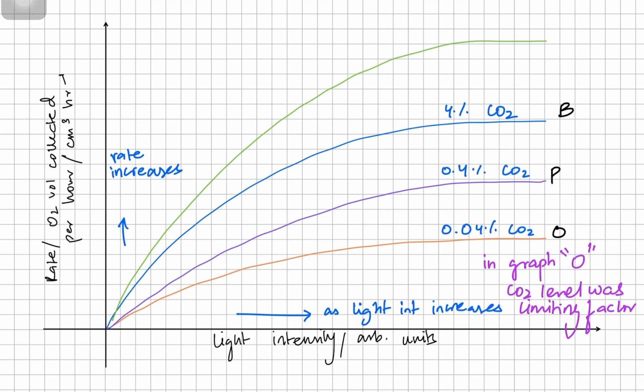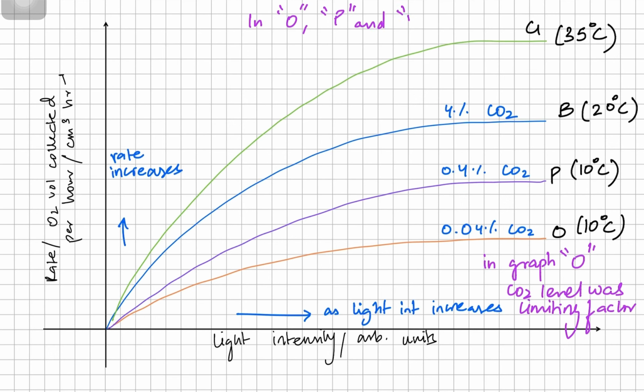If we trace temperature and if we say that temperature was a limiting factor, you can see O and P had the same temperature. B had a better temperature, so B performed better, and green, which is the G graph, had the best temperature, so it performed the best. The point is that carbon dioxide and temperature also affect the rate of photosynthesis.